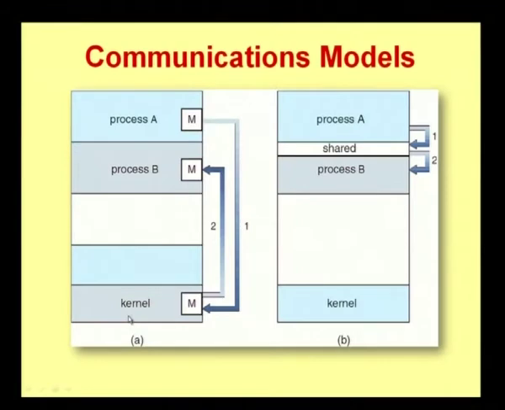So in this diagram we have the kernel over here, and we have a memory for the kernel. We have two different processes. In both these processes we have separate memories available. This memory is being shared over here, and it will be put on the kernel, and from the kernel process B uses this memory. So this is an example of a communication model.